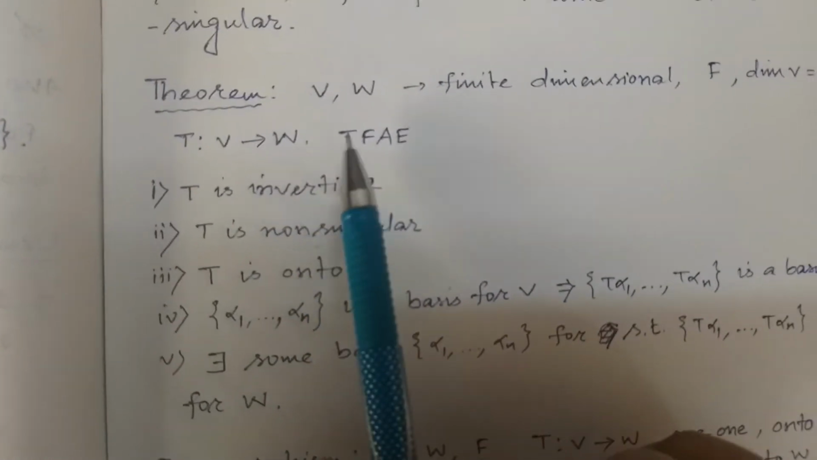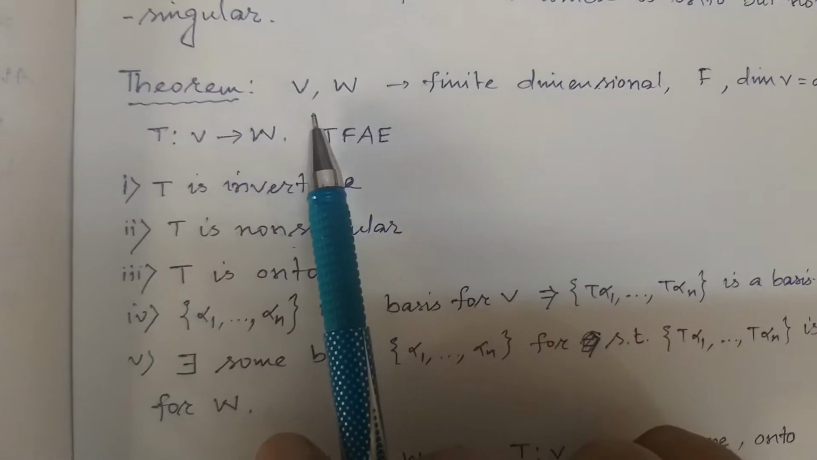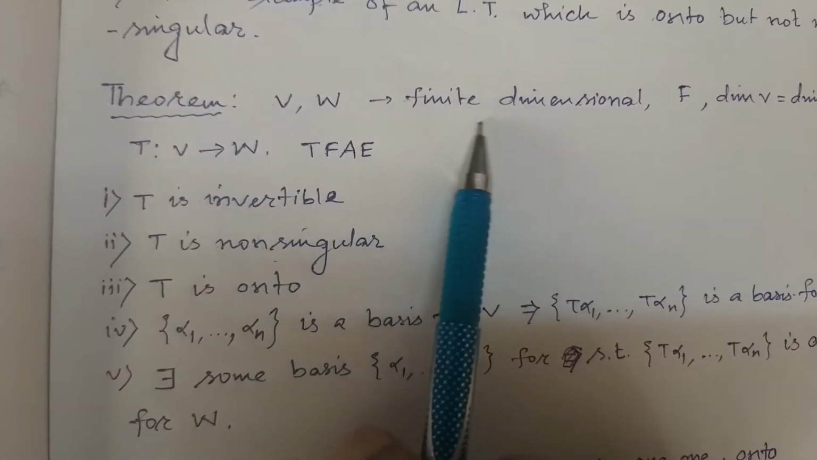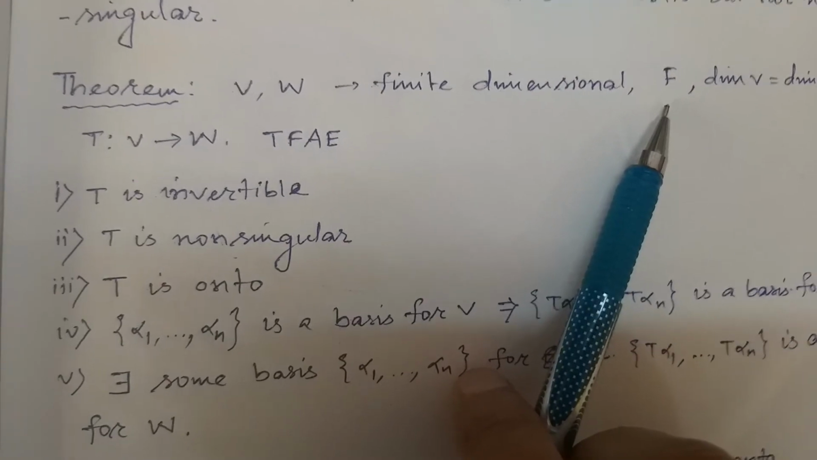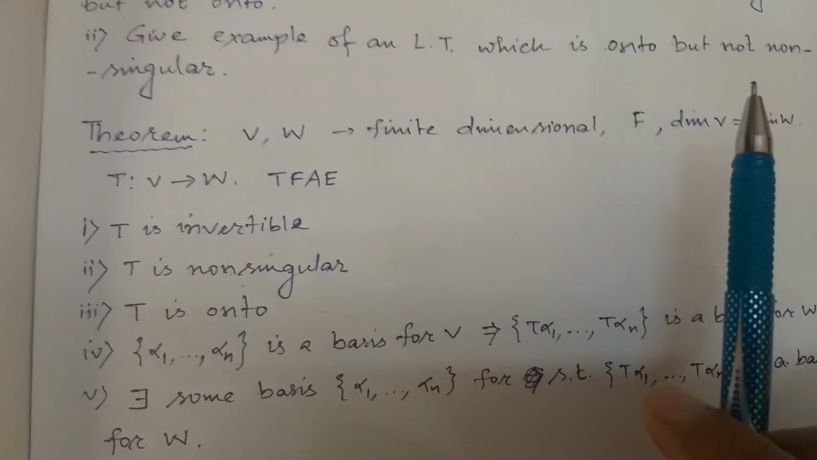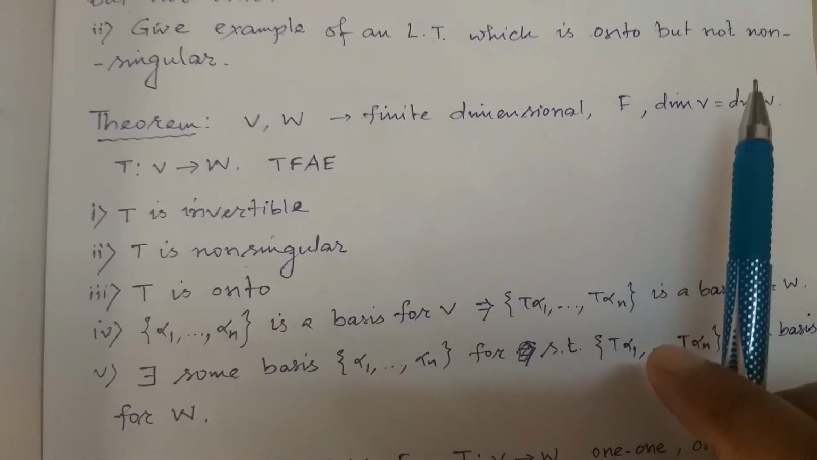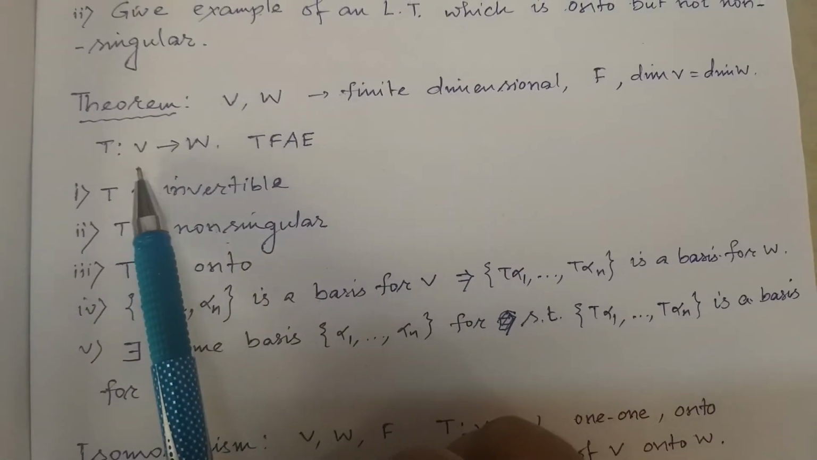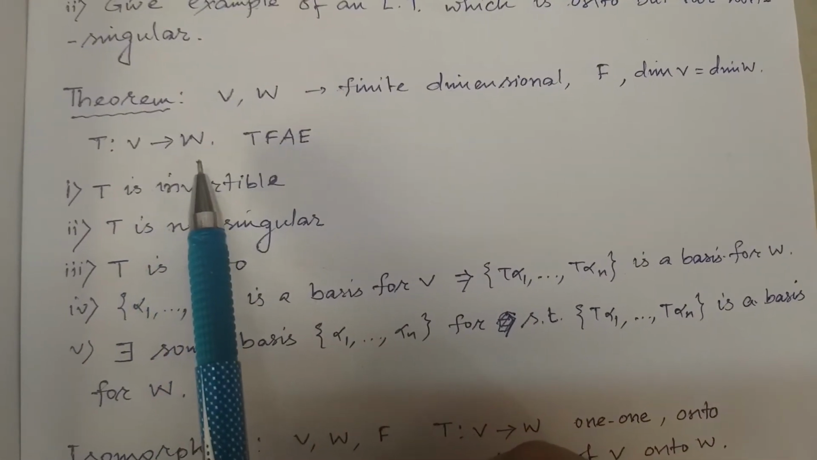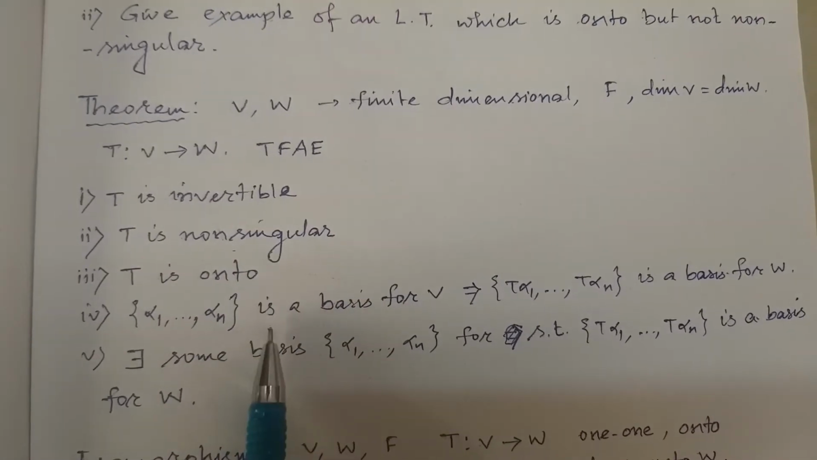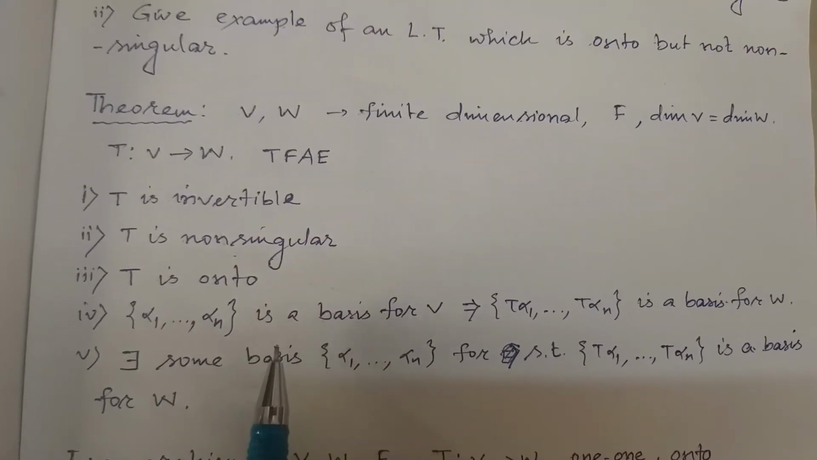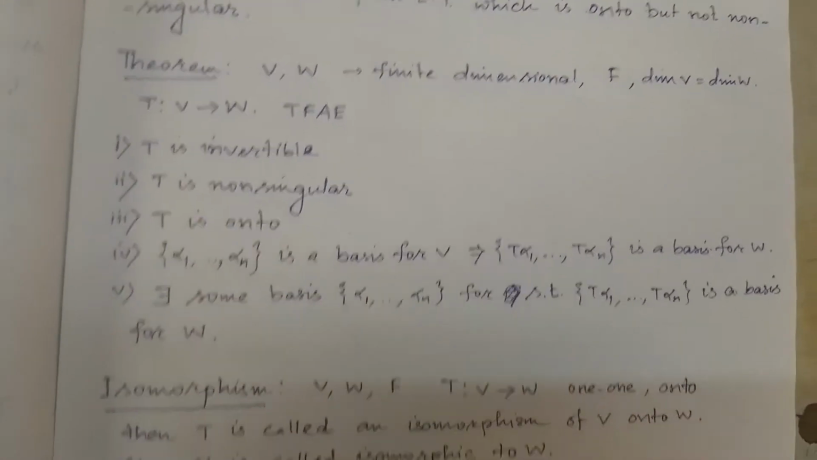Next theorem: let V and W be two finite dimensional vector spaces over the same field F, and dimension of V equal to dimension of W equal to n. If T is a linear transformation from V to W, then the following are equivalent. This is a very important theorem, but I am not proving it here.